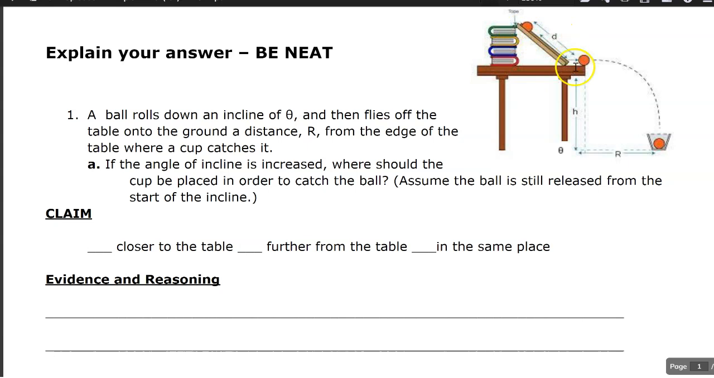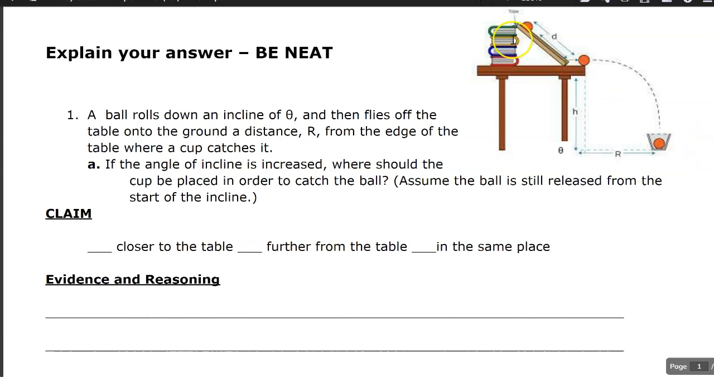We've got a ramp. It's got a certain distance d, supported by some books, and the ball rolls down the ramp, rolls off the table horizontally, and lands in the cup. I'm going to essentially give you the answer to this first one, just so you can get the sense of how to do these. We're asked if the angle of this ramp was increased and the ball was still placed at the top and then you rolled it down again, where would you put the cup? Would you leave it right where it was? Would you put the cup closer to the table, or further than the table?